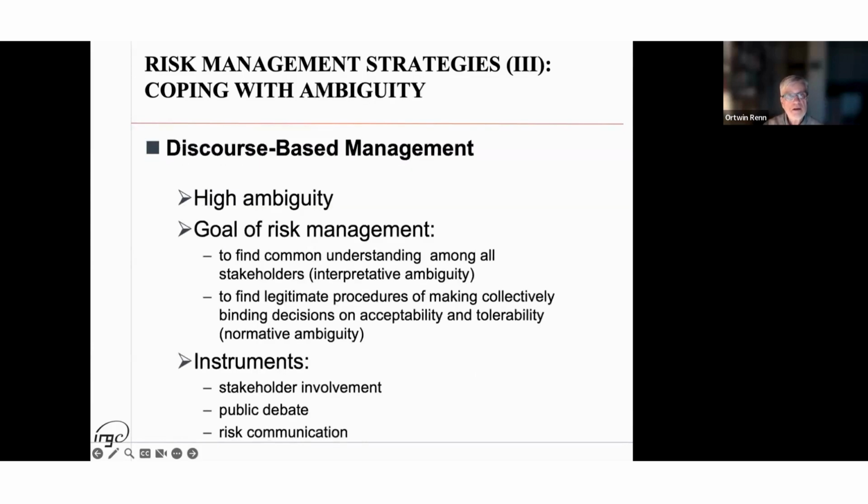Then you have discourse-based management, the last one with high ambiguity, to find common understanding among stakeholders. That's where we have a lot of differences in evaluation of risk, whether they are acceptable or not acceptable. And we need legitimate procedures for making collectively binding decisions. For example, nuclear waste management is something where we have a lot of public consultations and stakeholder involvement because everybody has a different view on this. So stakeholder involvement, public debate, and risk communications are the main instruments here.